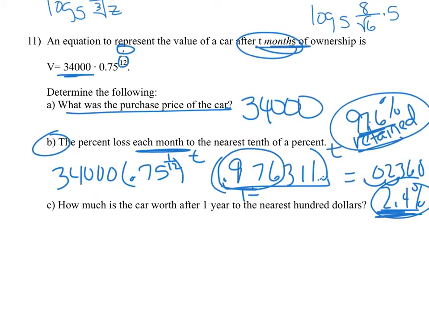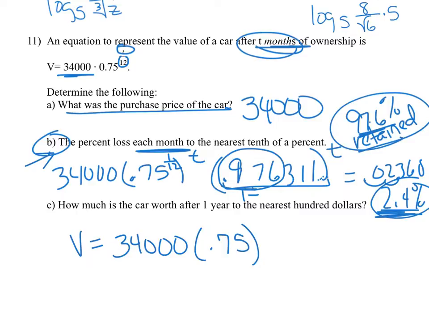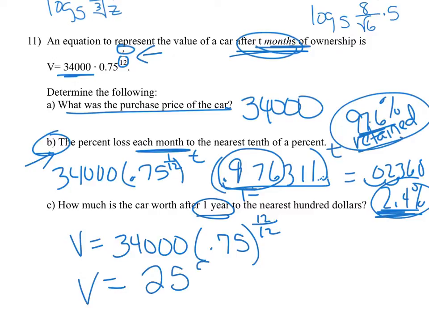The best thing you can do about this is probably using the original formula, which is easier than using the formula you created here. It's the same thing and you get approximately the same answer, but if you round, weird things happen. So 1 year is 12 months. This formula is in months, so I have to put 12 over 12, which is just 1. We do the math and we get 25500 to the nearest $100.